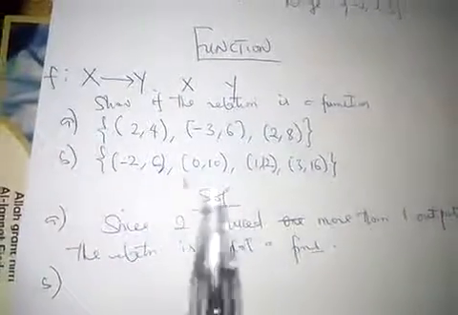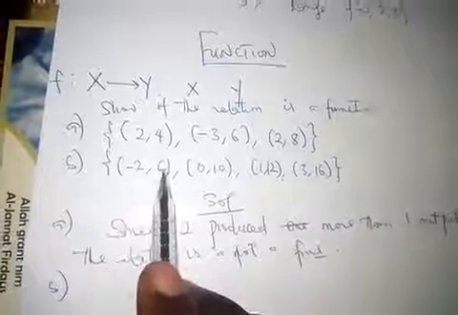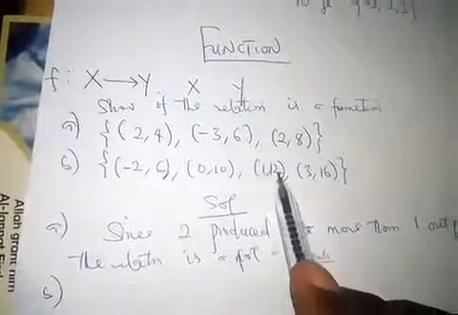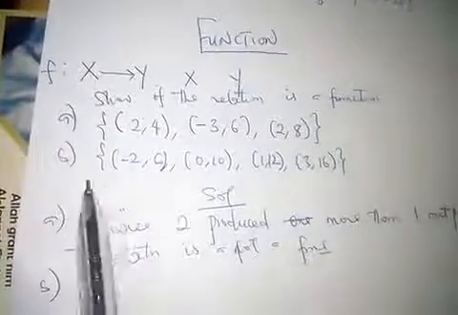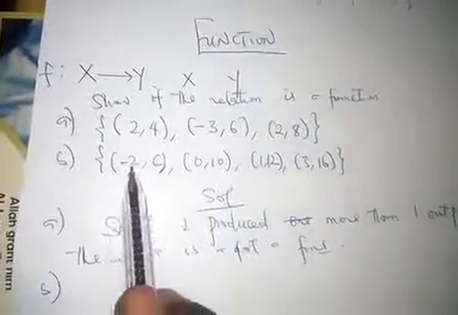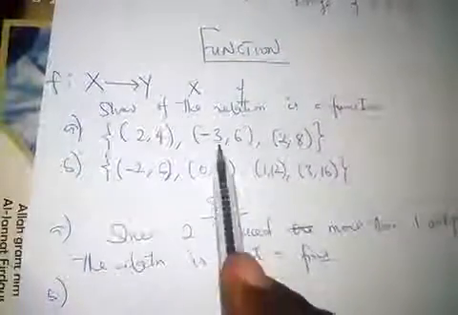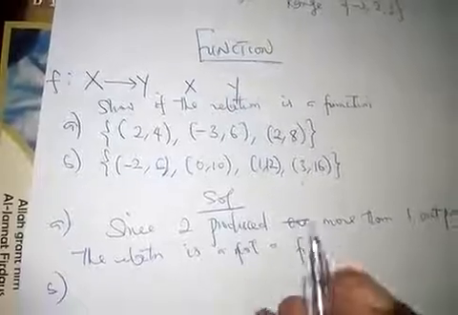Go to the next one. Check. Minus 2 produces 6, 0 produces 10, 1 produces 12, 3 produces 16. Watch again: minus 2, 0, 1, 3. There is no repetition, unlike this. Is there repetition here? No.